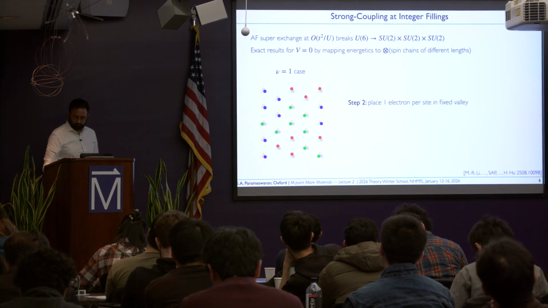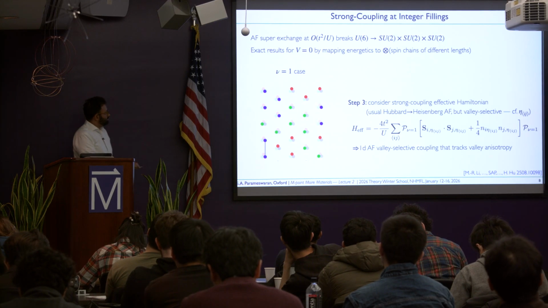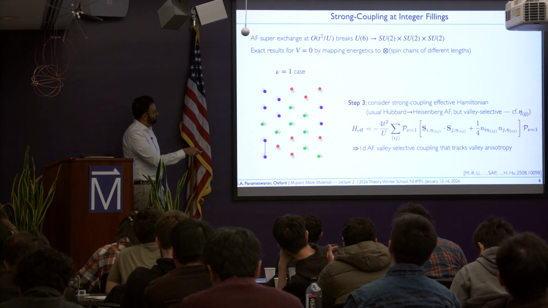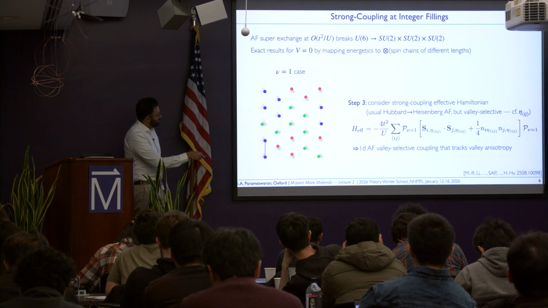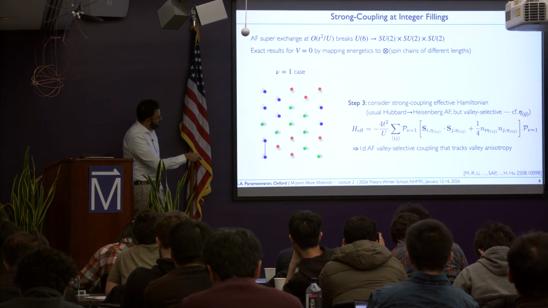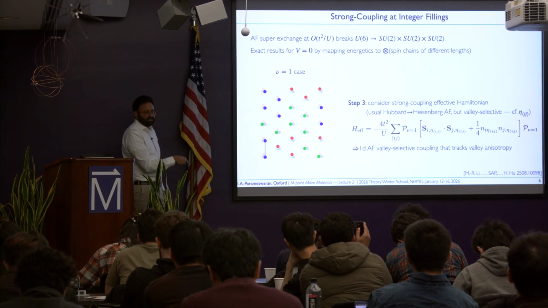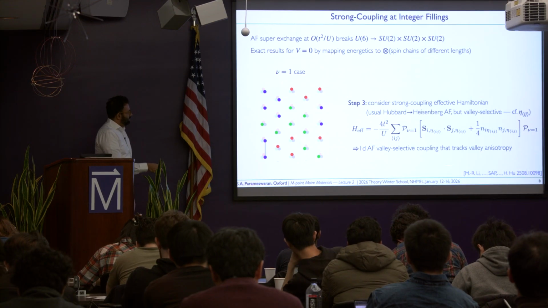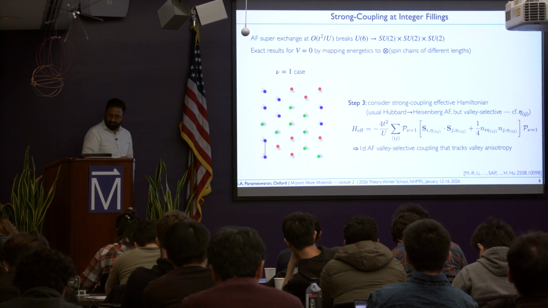Yeah. So then I consider the strong coupling effective Hamiltonians, the usual Hubbard to Heisenberg antiferromagnet, but it's valley selective. So it has this thing where I've written S_i eta_ij because it checks whether the spin is in the right color for that bond. And so you get this valley selective coupling that tracks this valley anisotropy.